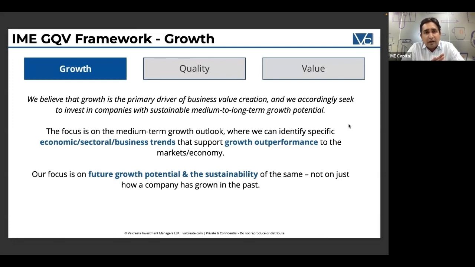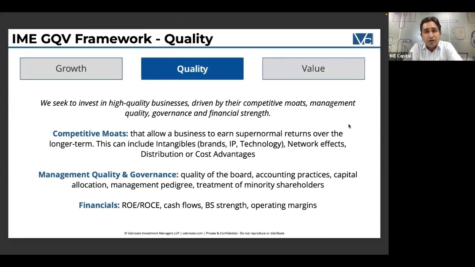It's important to understand that our focus is on future growth potential and the sustainability of the same, not just on how a company has grown in the past. Quality is also incredibly important when we are looking at companies that we're investing in. So the aim is to invest in high quality businesses driven by their competitive moats, management quality, governance, and financial strength. We have various factors that we look at while evaluating the strength of the competitive moats, the quality of the management, governance standards being followed, and the strength of its financials.